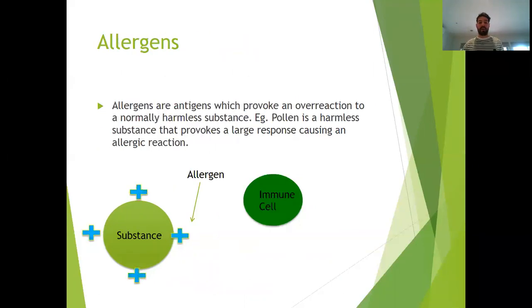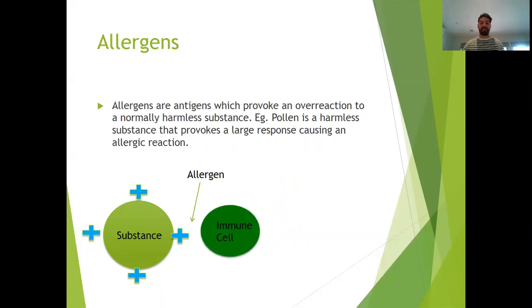The last one are allergens. Now these are antigens which are normally harmless substances, but our immune system overreacts to those substances. So for example, pollen is normally a harmless substance for our body to interact with, but for some reason our immune system has identified it as really dangerous and causes an overreaction response. And we'll get to allergens and hypersensitivity in a later video as well.